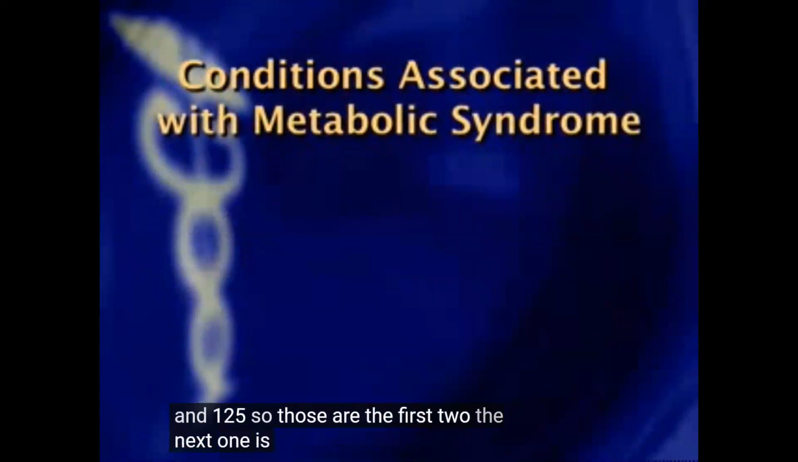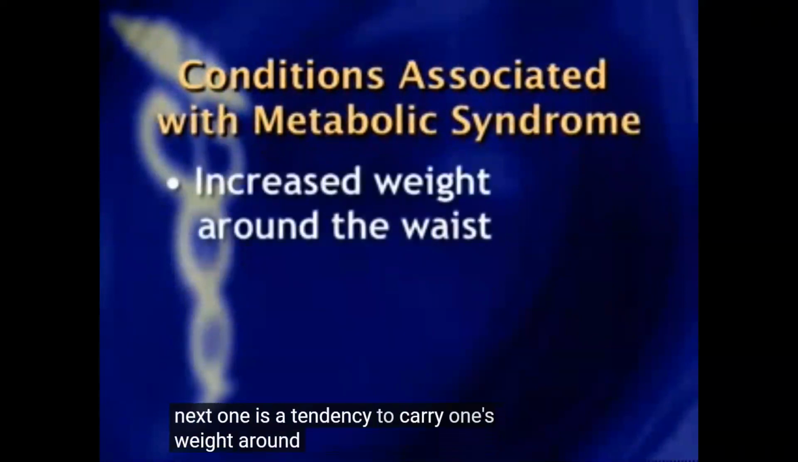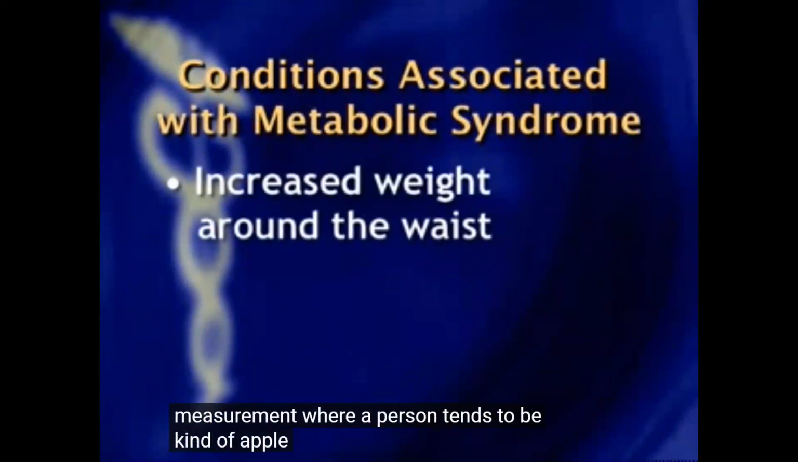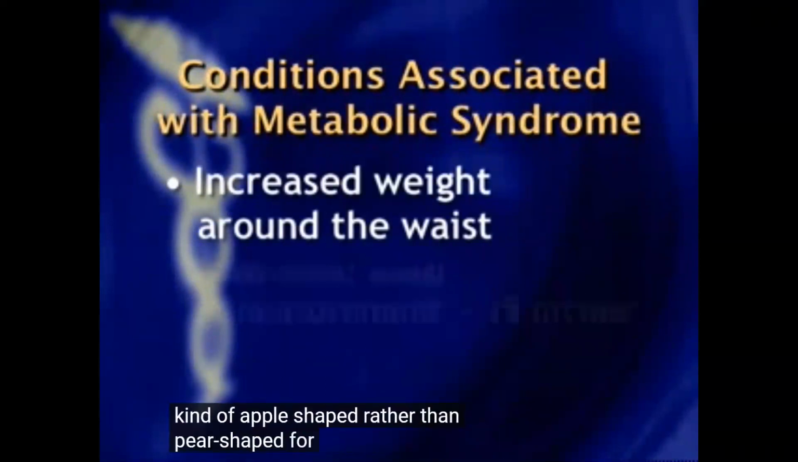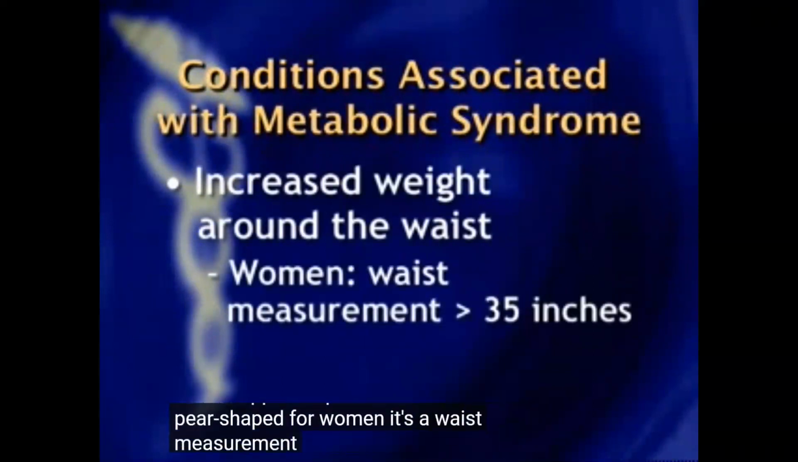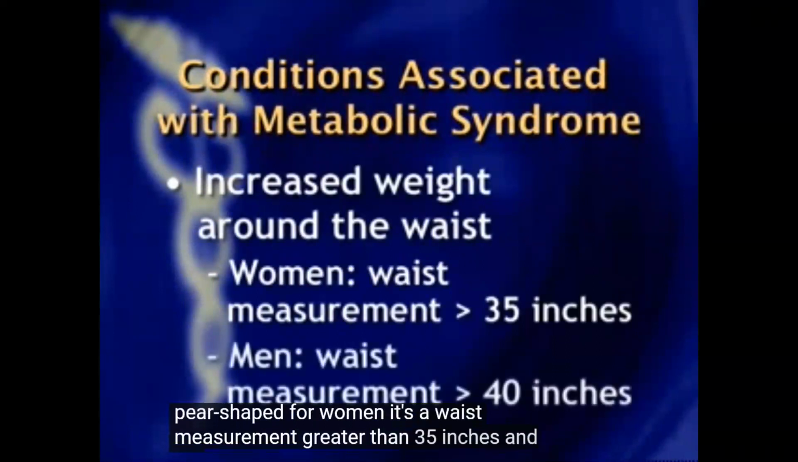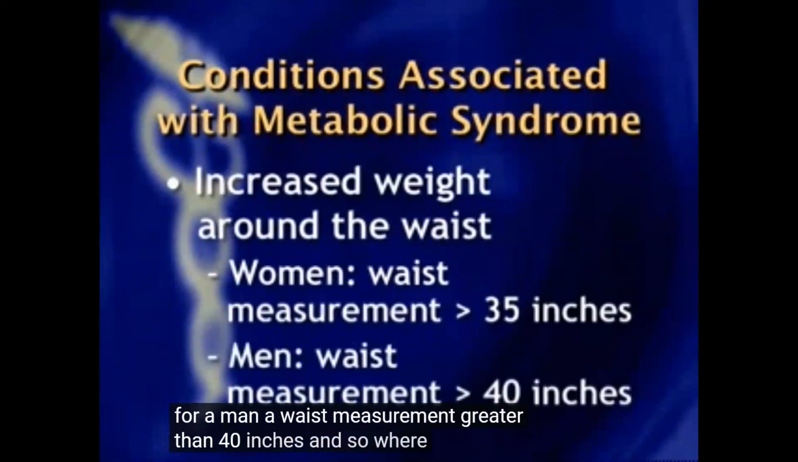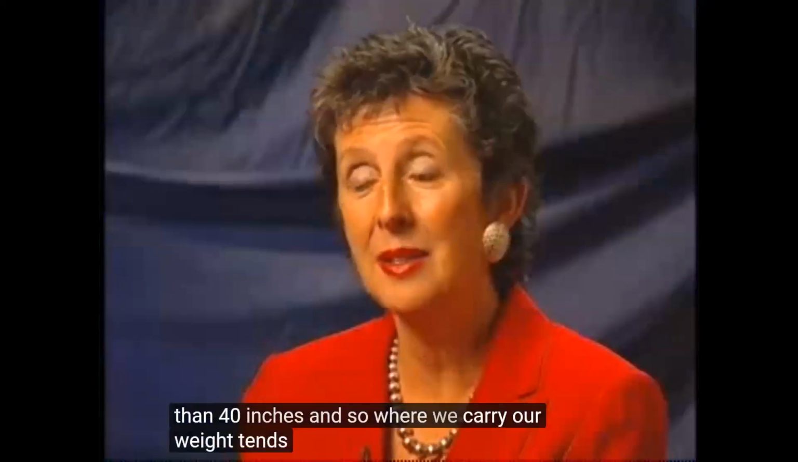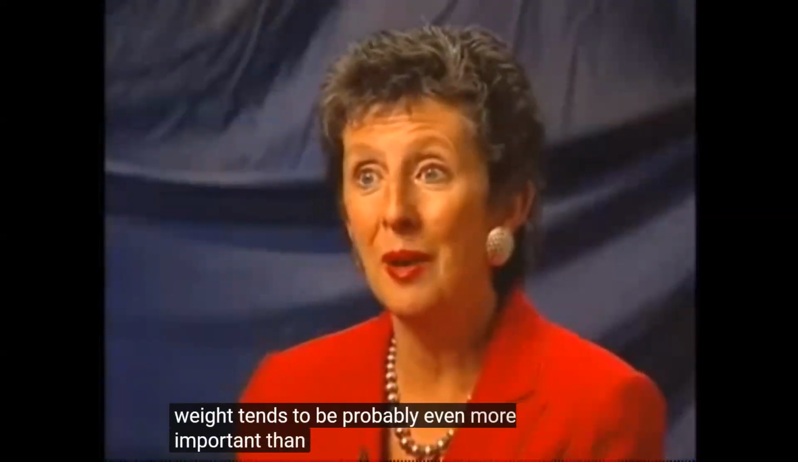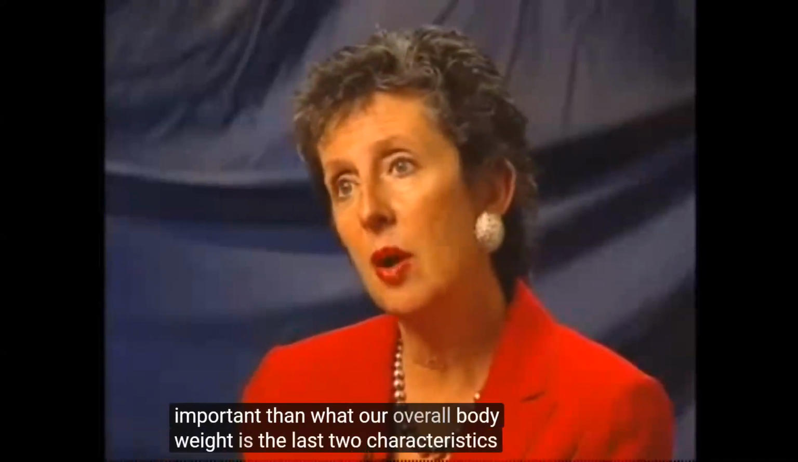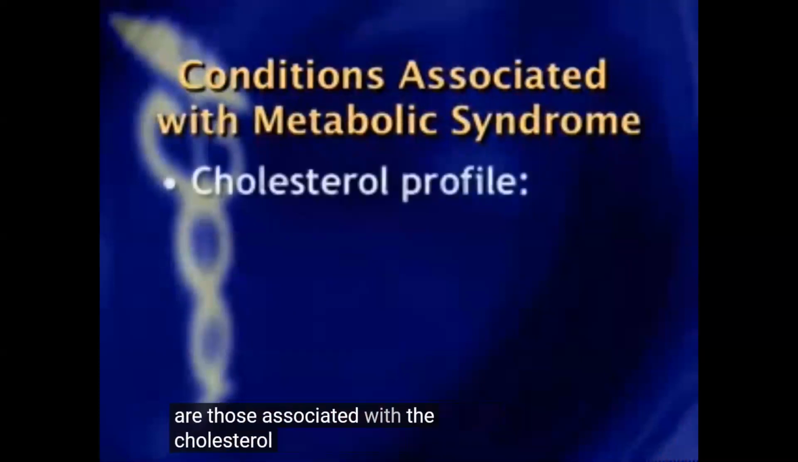The next one is a tendency to carry one's weight around the waist. So it's a waist measurement where a person tends to be kind of apple-shaped rather than pear-shaped. For women, it's a waist measurement greater than 35 inches, and for a man, a waist measurement greater than 40 inches. And so where we carry our weight tends to be probably even more important than what our overall body weight is.